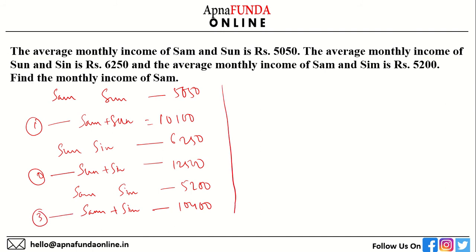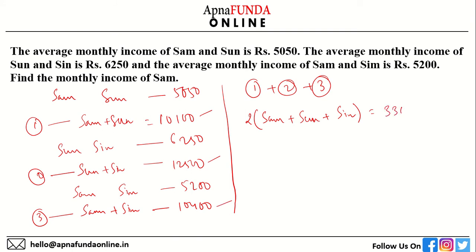So now we need to find the monthly income of Sam. So if I add all these three equations, which is 2 into Sam plus Sun plus Sin, this is equal to 10,100 plus 12,500 plus 10,400, 33,000. Now, how do I arrive at 2?